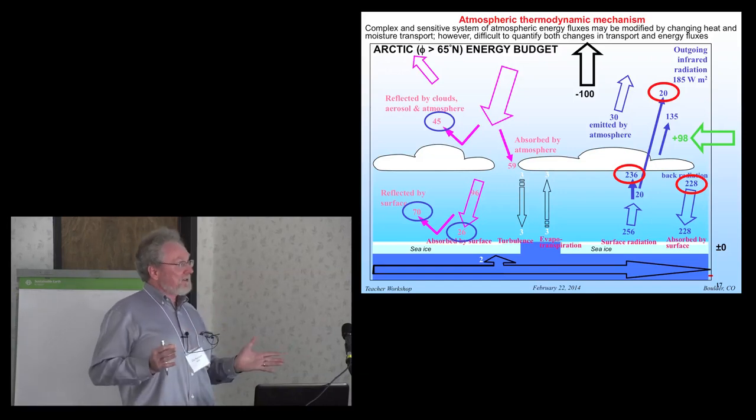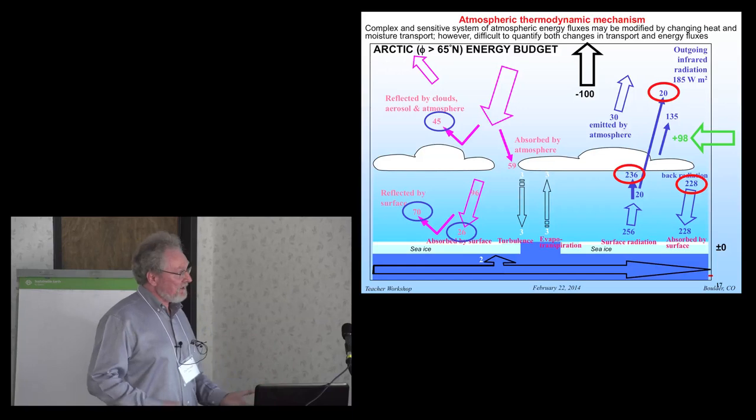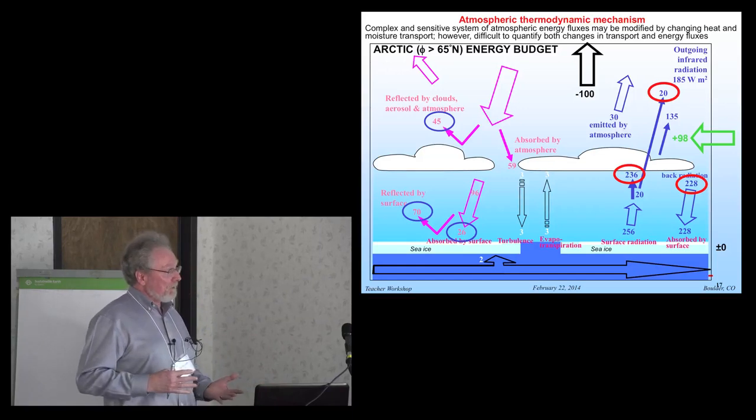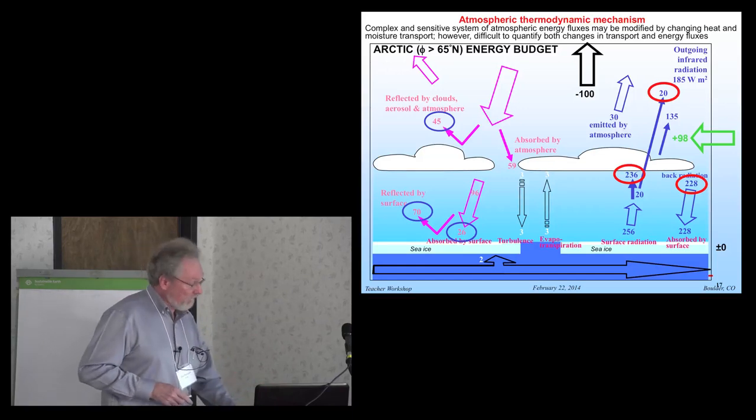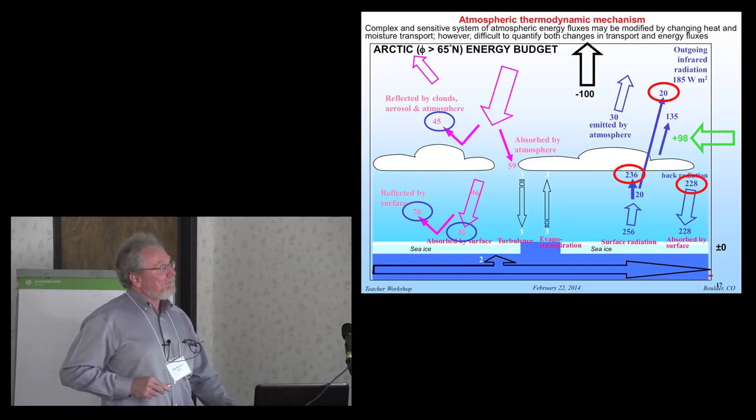And then there's an atmospheric thermodynamic mechanism, melt of the sea ice. One problem was that we didn't really understand what that was at all. And so we're starting to get a little better handle on that now, and we're seeing it's a very complex and very sensitive system of atmospheric energy fluxes, and that this might be modified by changing heat and moisture transport from lower latitudes. However, it's difficult to quantify both the changes in the transport and in the energy fluxes.